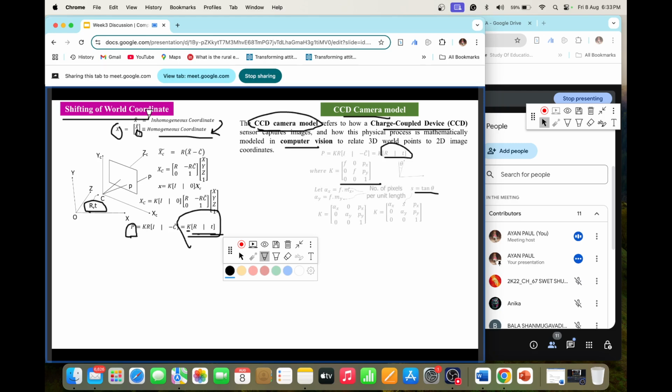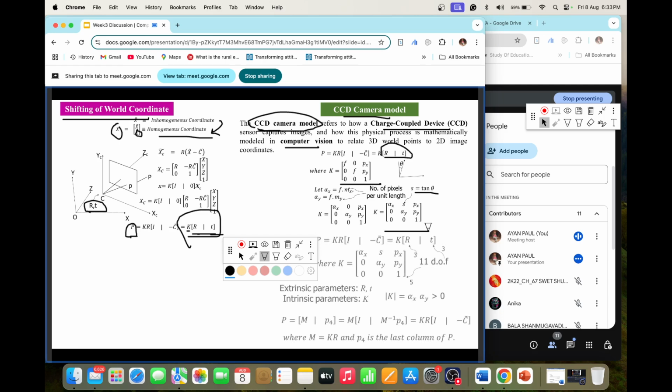Now in case of CCD, this RT will remain the same, that is the rotational matrix and this translational column matrix. Only our camera calibration matrix will change. This K matrix will now be changed to this. So this is the summary of it.